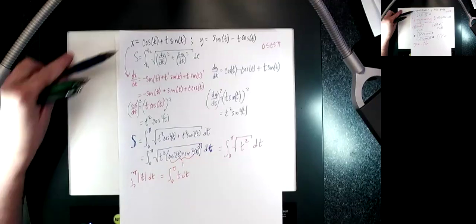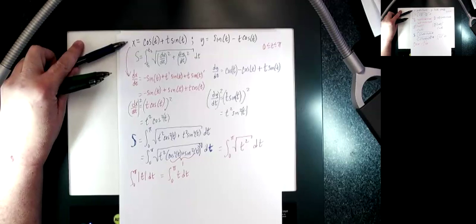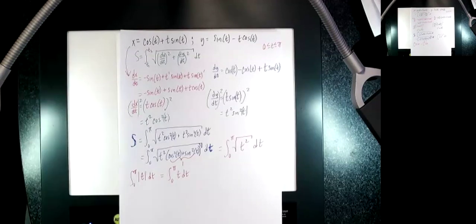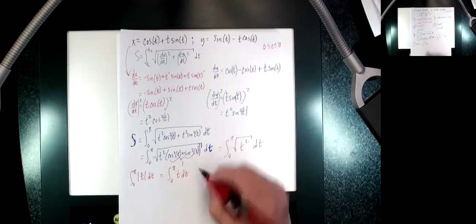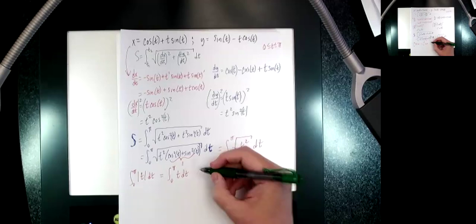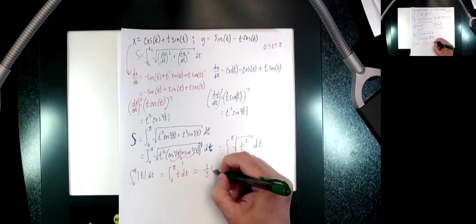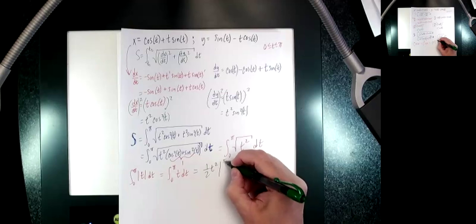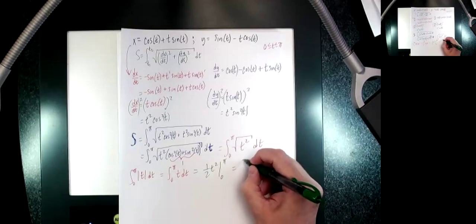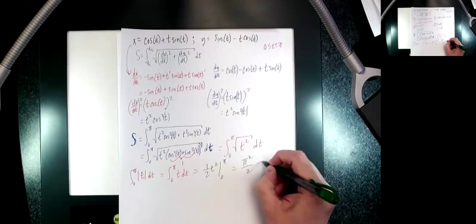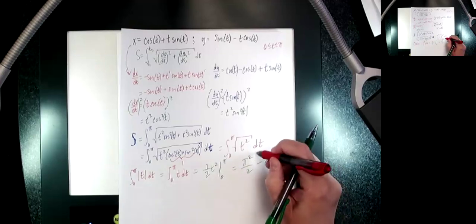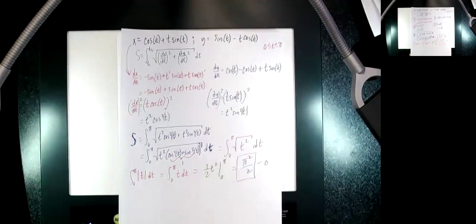You didn't think that was going to clean up from that, did you? No. They're very much tailored to make nice, get past the hard parts to have a nice simple integral. So we have one half t squared from 0 to pi. So pi squared over 2 minus 0. And it just ends up being pi squared over 2.